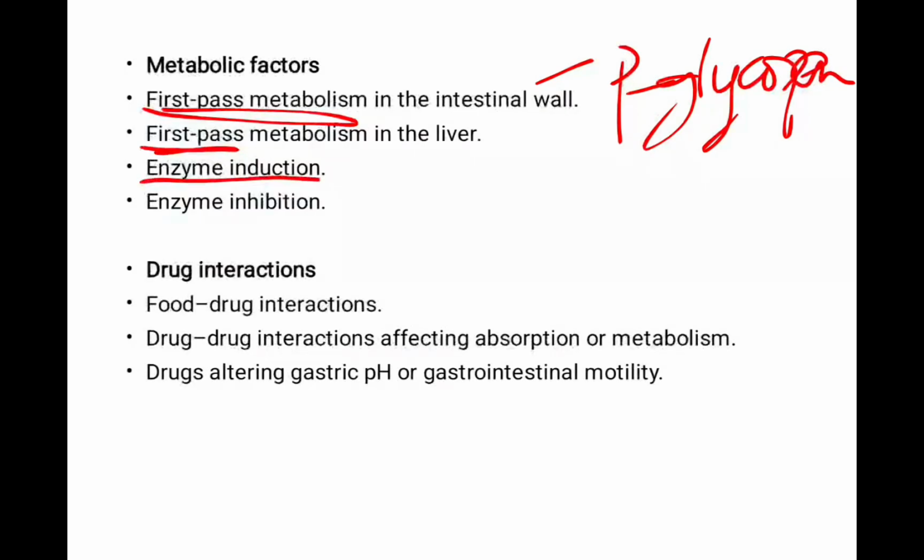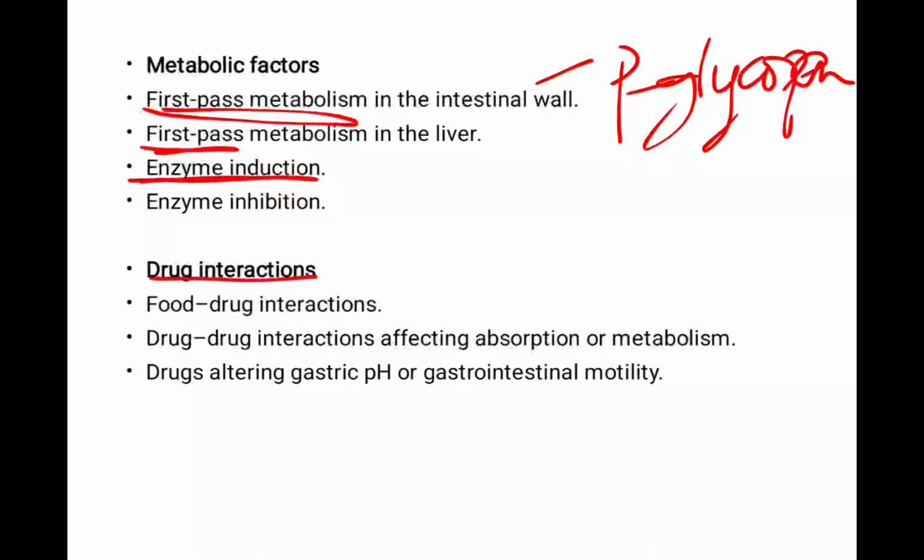For enzyme induction, there are drugs that increase the cytochrome P450 enzymes in the liver that are responsible for metabolism of drugs. So enzyme induction increases the metabolism of these drugs as they pass through the liver, thereby decreasing bioavailability. For enzyme inhibition, there are drugs that inhibit the cytochrome P450 enzymes. This inhibition decreases metabolism of these drugs, thereby increasing bioavailability.